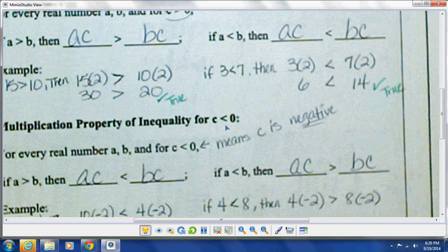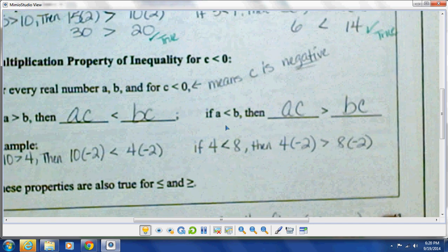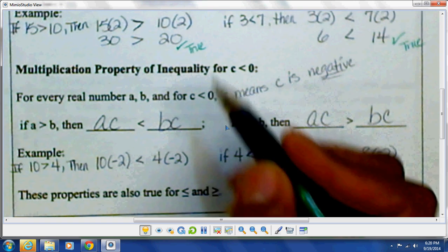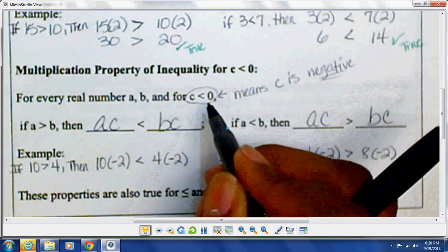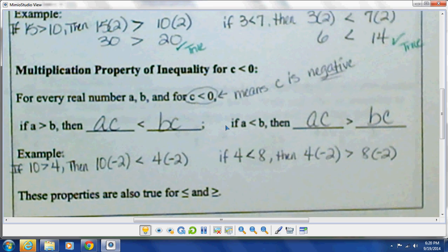Okay, now let's look at our inequality property when c is less than 0. So if c is less than 0, then that means c has to be a negative number. So c less than 0 means c's got to be negative 1, negative 2, negative 3, and so on. So all of those negatives. So it says if a is greater than b, then a times c is less than b times c. And if a is less than b, then a times c is greater than b times c.